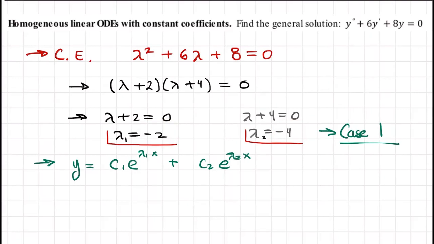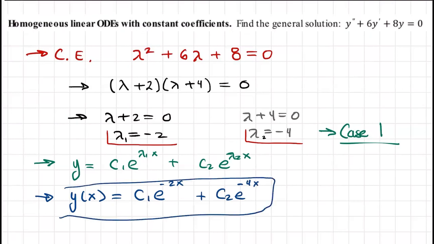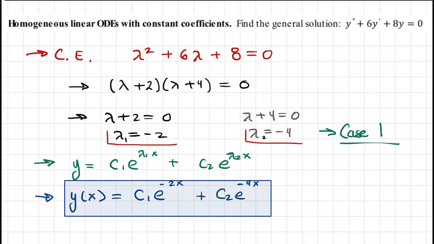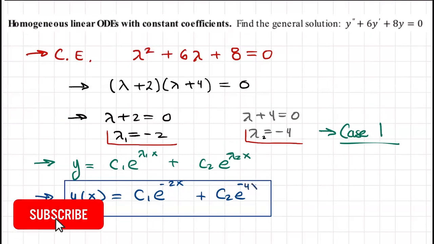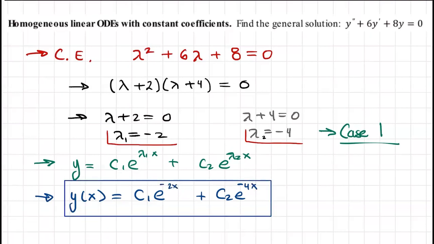So let me write my general solution here. We're going to get then that y of x is equal to c1 e to the negative 2x plus c2 e to the negative 4x. And this, ladies and gentlemen, is our general solution for this problem. You can see that it is pretty straightforward. It's nothing complicated at all. It's pretty easy to find, doesn't take too long, and it's one of those problems that can be solved pretty easily. So we're going to do another one.